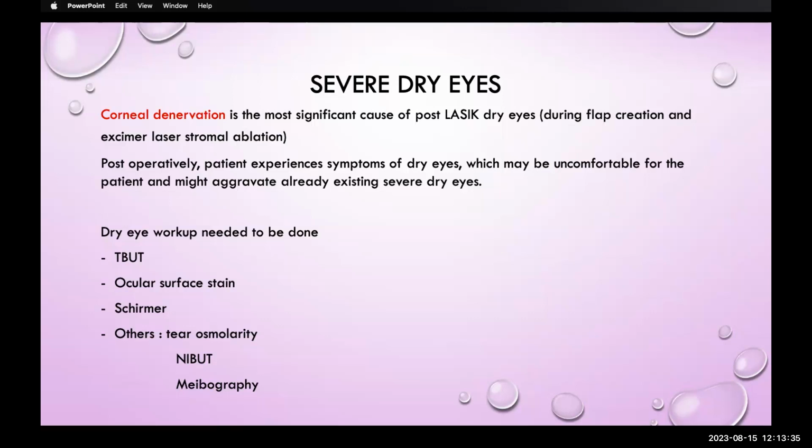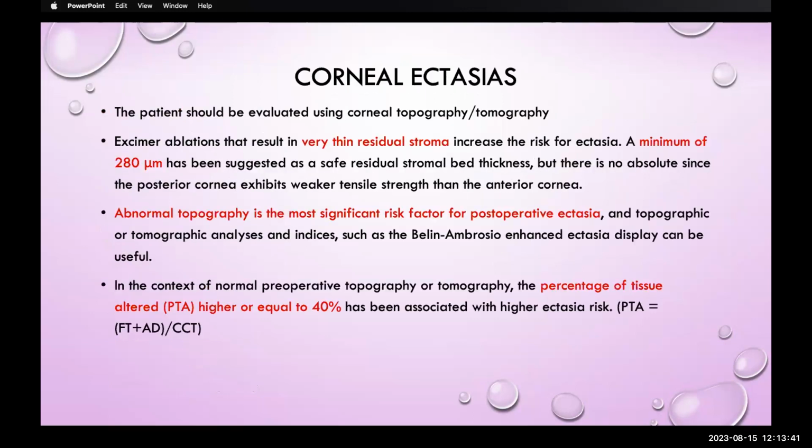Post-operatively, the patient experiences symptoms of dry eyes, which may be uncomfortable for the patient or which might aggravate already existing severe dry eyes. Corneal ectasia should be evaluated using corneal topography and tomography. Excimer ablations that result in very, very thin residual stroma increase the risk for ectasia.